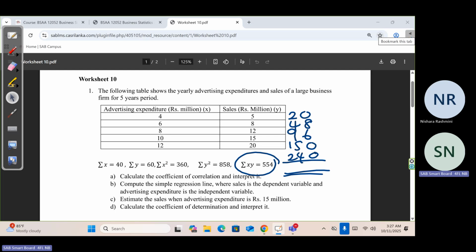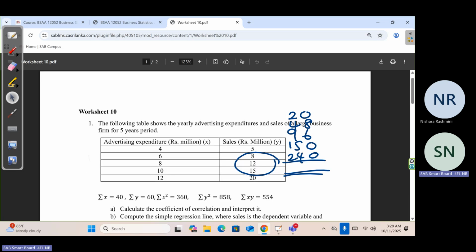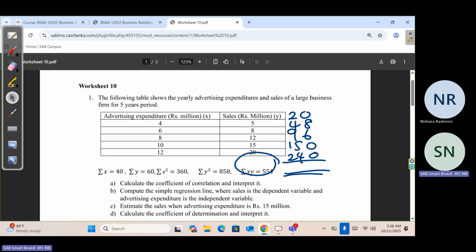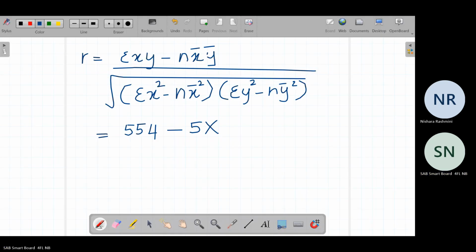Okay, then you need to find the mean value of the advertising expenditure. Normally, how do we take the mean value? Take the sum divided by how many observations are there. Understood? Then here, sigma x value is given. What is the sigma x value? 40. It means the sum of the x column is equal to 40. Okay, then how do we take the mean value? 40 divided by 5. Then the total of the x value is 40. Then there are 5 years. It means 5 observations are there. Then divided by 5.